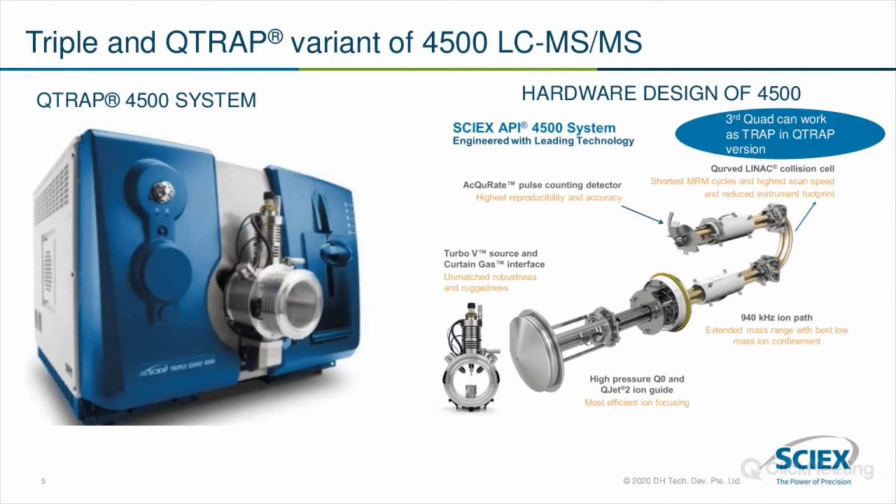First quadrupole is also equipped with the RF frequency of 940 kilohertz. So therefore the mass range of this machine goes up to 2000. Then you have a curved collision cell and third quadrupole. In the Q-trap variant, the third quadrupole can switch into an ion trap. Therefore, it can give you confidence in terms of doing a lot of characterization experiments in the same run. So the Q-trap technology helps you to run qualitative and quantitative assay in a single platform.